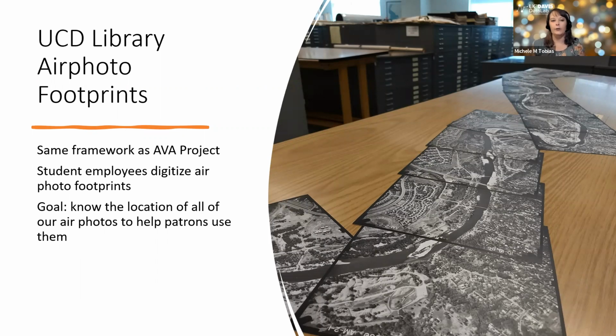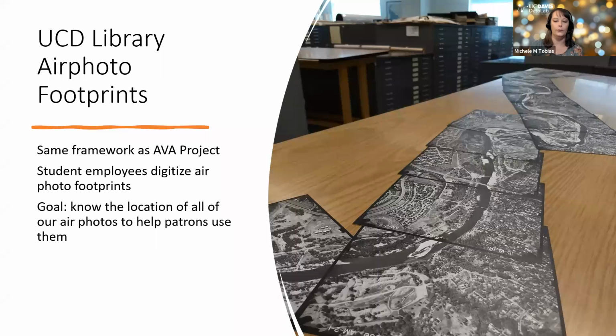So one of the other things I want to tell you about is the UC Davis Air Photo Footprint Project. This project uses the exact same framework as the AVA project. And the goal of this project is very similar. So we want to digitize the footprints of our air photo collection. Instead of doing boundaries of wine areas, we are looking at individual air photos and digitizing the corners of the air photos. So these are squares or rectangles. So we can see where they live in the real world. And the goal was to help our patrons know where our air photos are located.